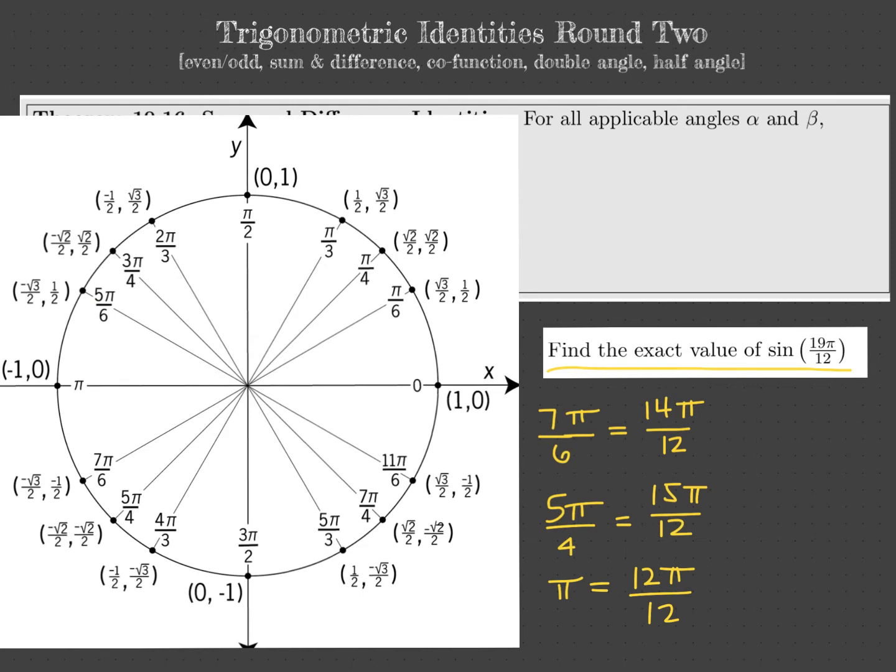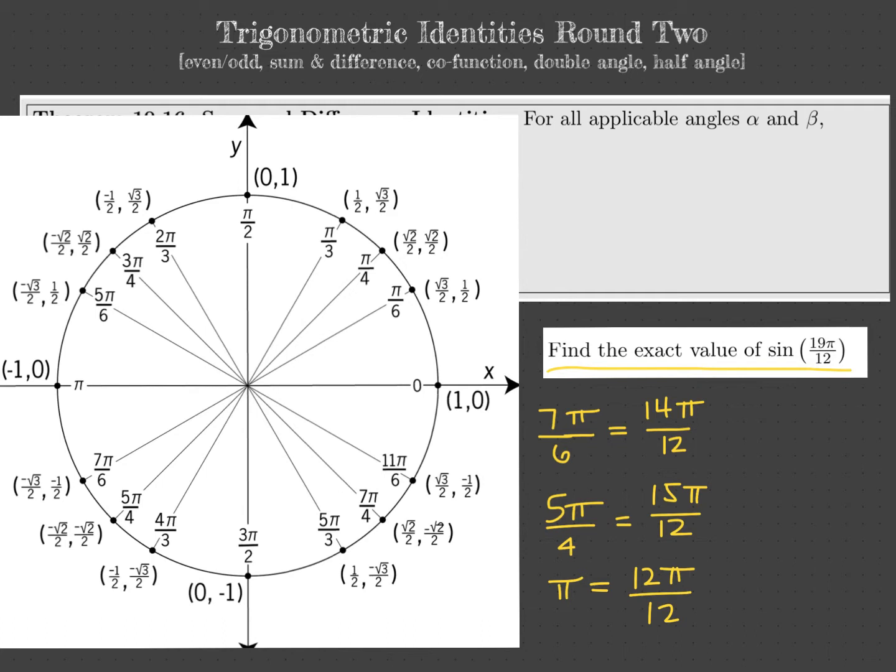So just kind of thinking out loud a little bit here, I have the unit circle up and I want to think about ways to make 19π/12. 19's pretty big, so I took a look over here and got π, 7π/6, and 5π/4 and put them all as fractions over 12. These seem a little bit too big, but maybe one of them we can add on to get to 19π/12.